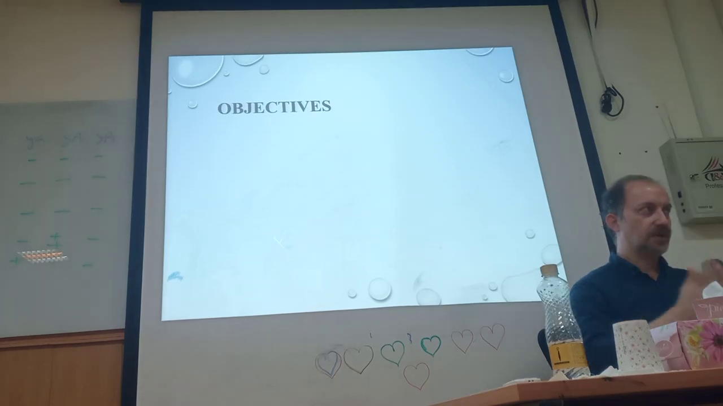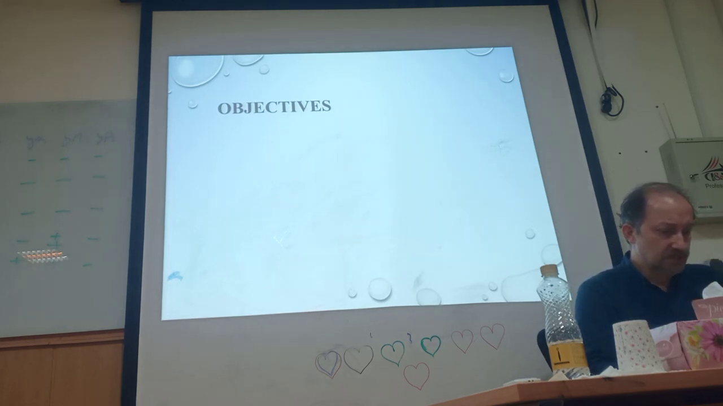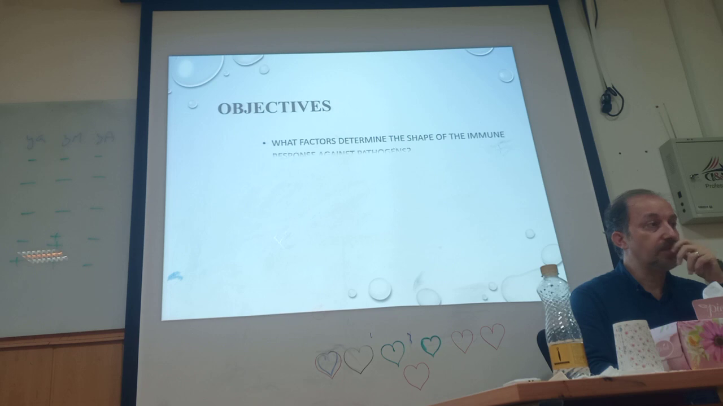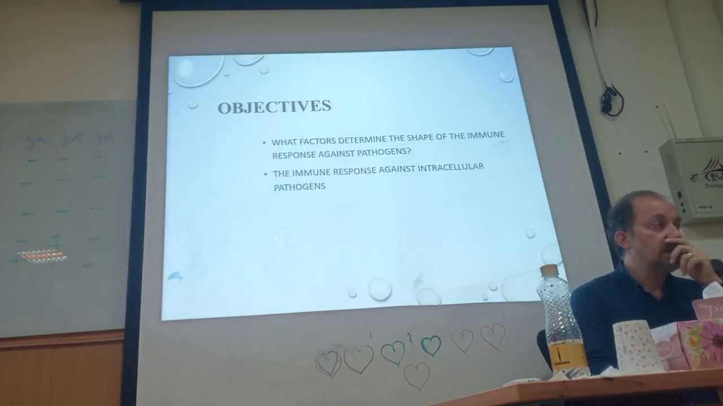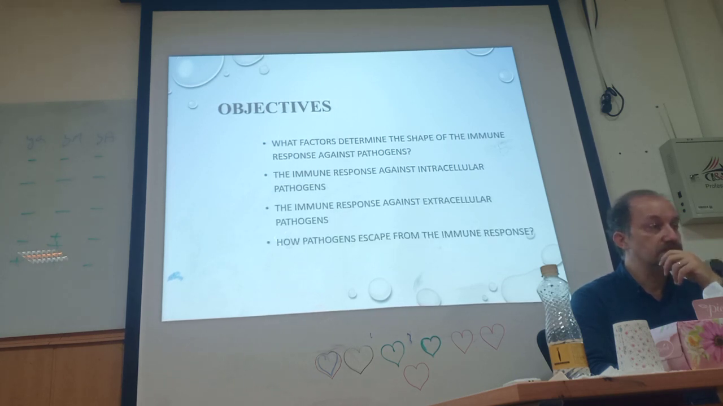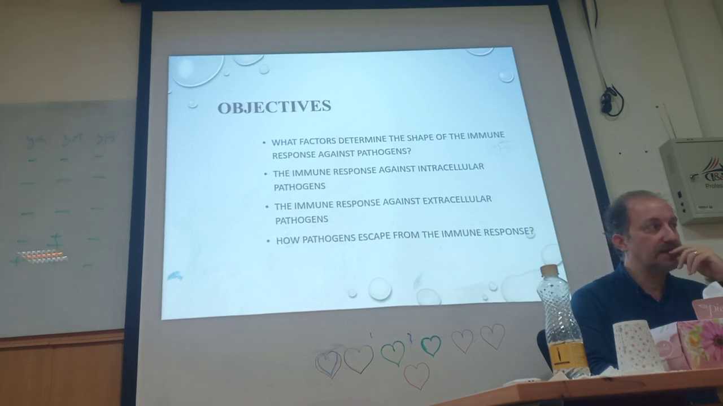But I stop at the half of them and the rest is for your reading. So you should keep your slide and read it later. At the end of the class, I expect that you define the factors that shape the immune response against pathogens, the immune response against intracellular pathogens and extracellular pathogens, and how pathogens escape from the immune response. These are the main objectives of the class.